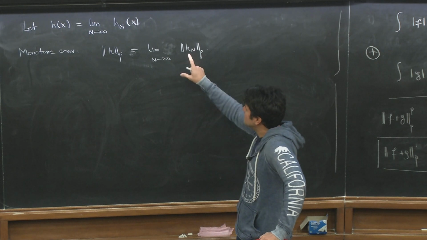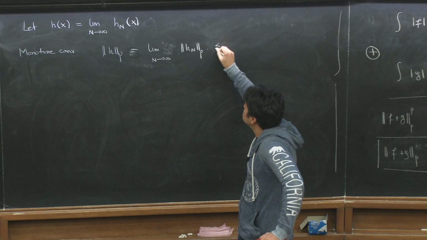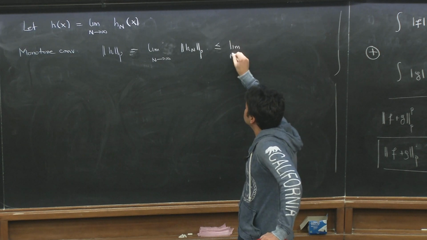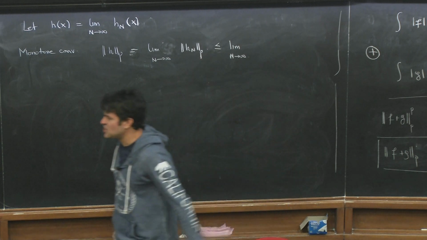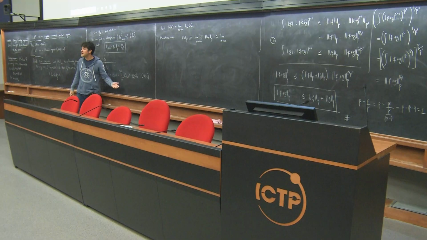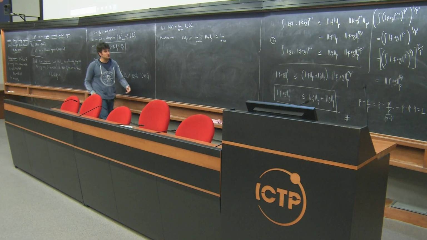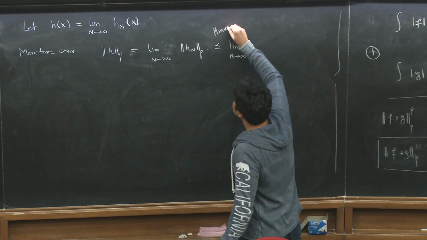But now look, it's the point where I want to use the triangle inequality here. Because the LP norm of this function h_N, remember, h_N was just a finite sum of functions. Okay? So I'm allowed to use Minkowski here.